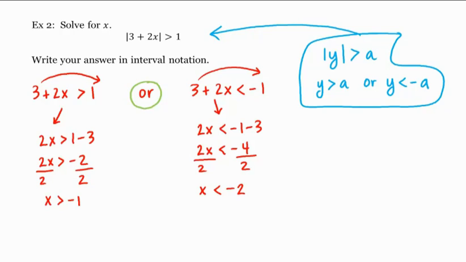Let's look at this on the number line. Let's say that this is -2 and this is -1. Greater than -1, we do not want x to equal -1, so we put an open circle. Greater than, we go to the right. x less than -2. Again, we put an open circle because x cannot equal -2. Less than, we go to the left.